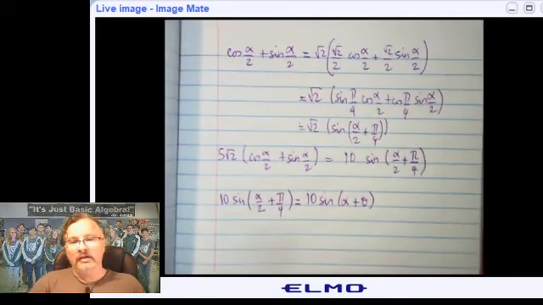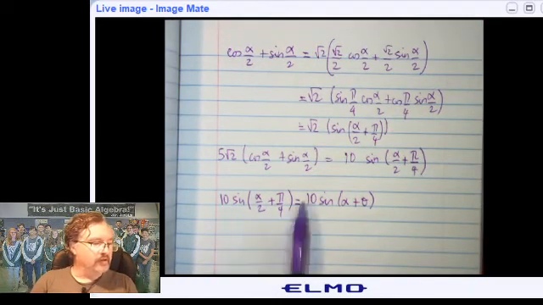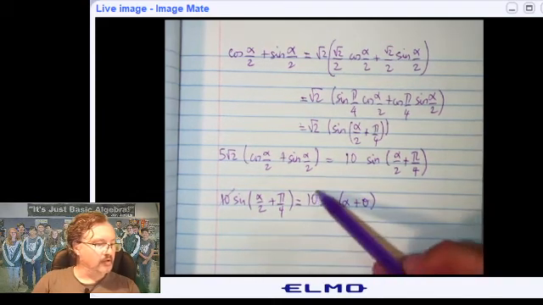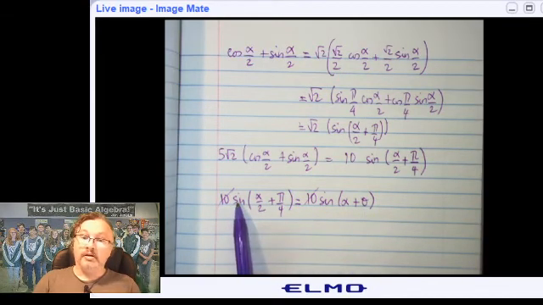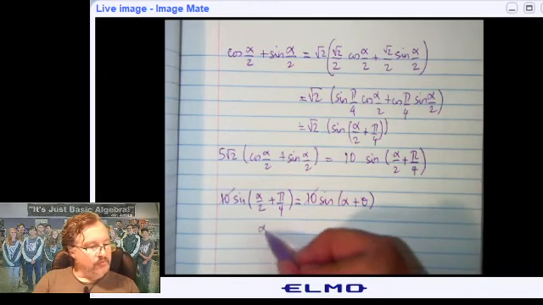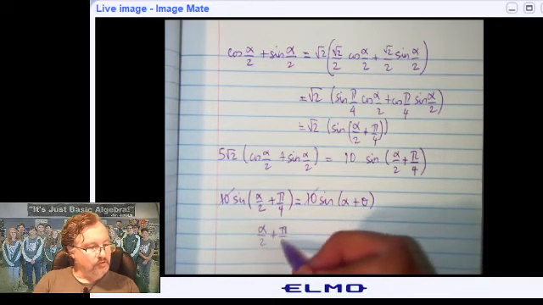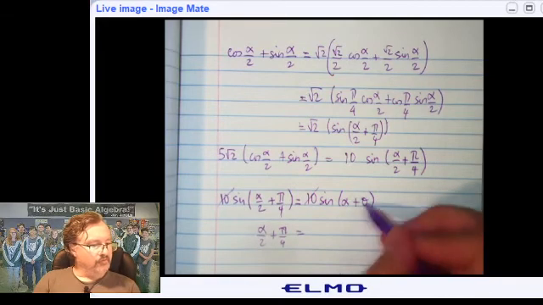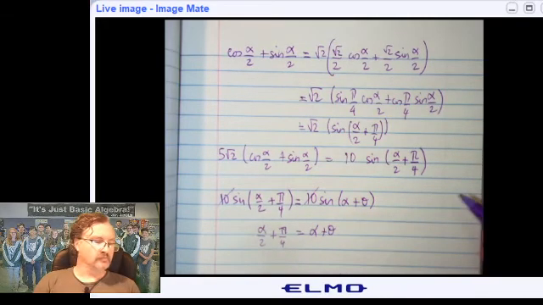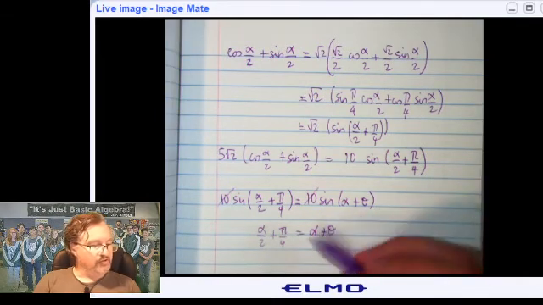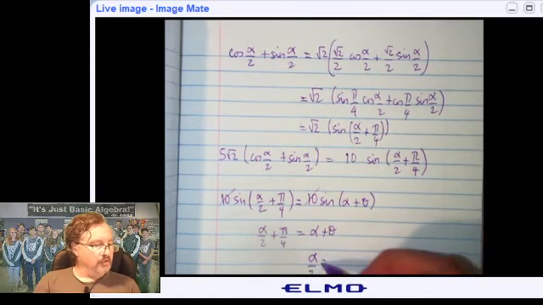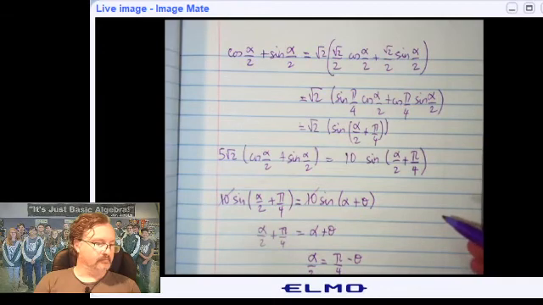Okay, it's looking pretty good. Look, we have 10 right here and 10 right here. We can divide both sides by 10. We have alpha over 2 plus pi over 4, and alpha plus theta. If I apply the arcsine function to both sides, it's going to give me alpha over 2 plus pi over 4 equal alpha plus theta. And if I subtract alpha over 2 from both sides, it's going to give me alpha over 2 equal pi over 4 minus theta.